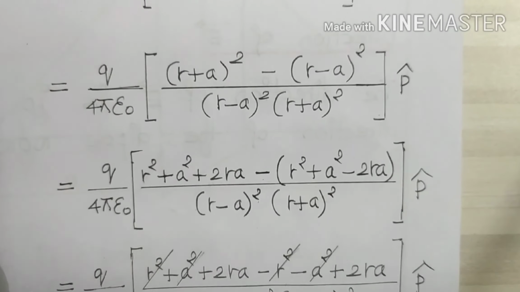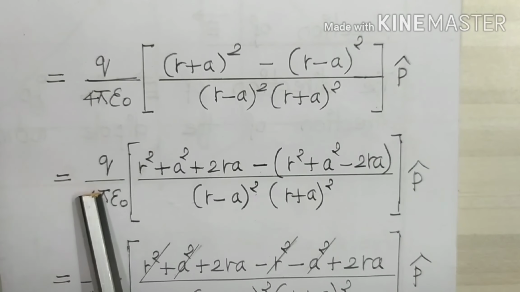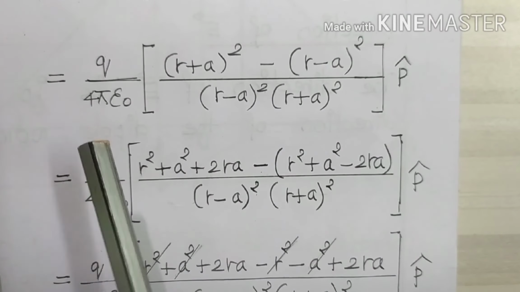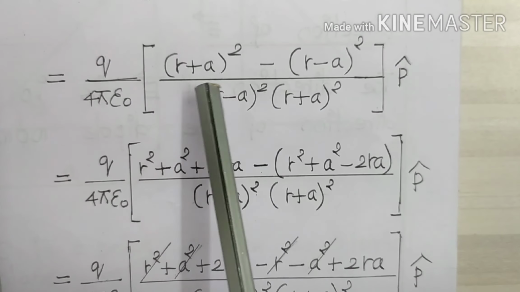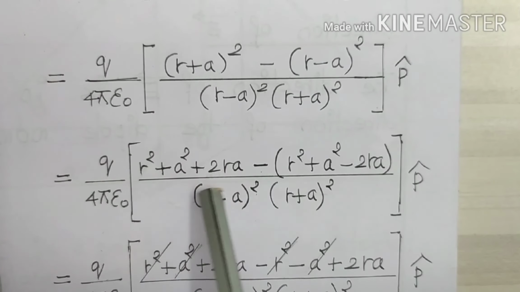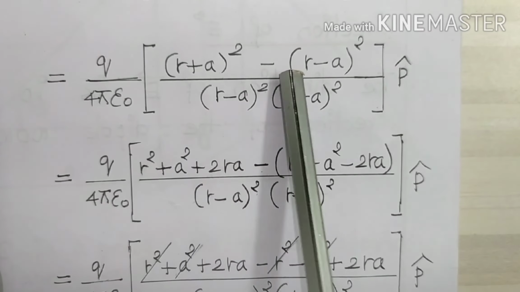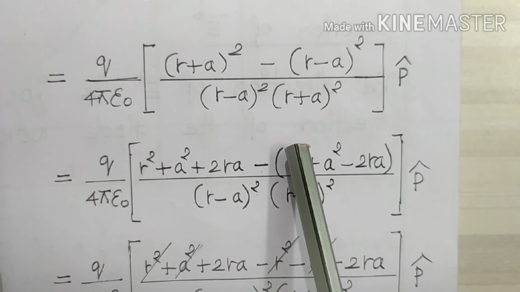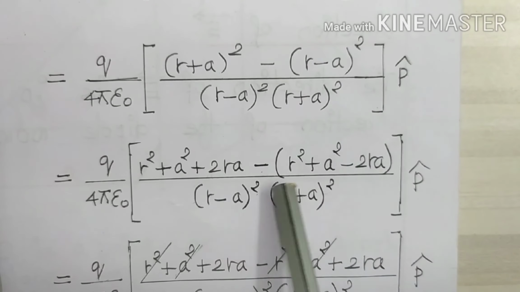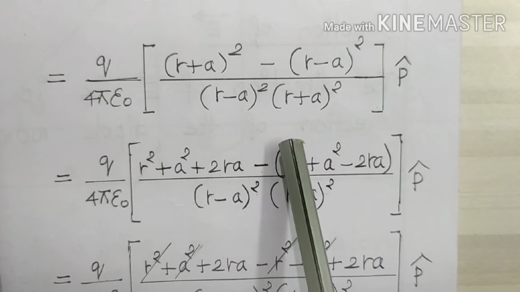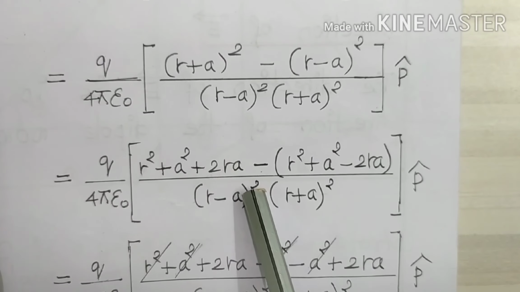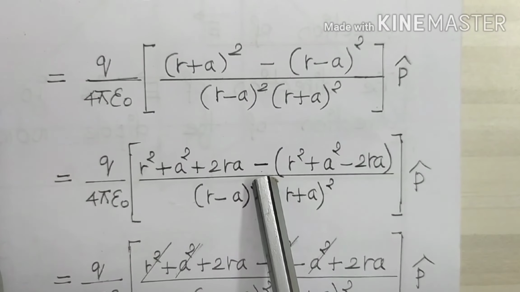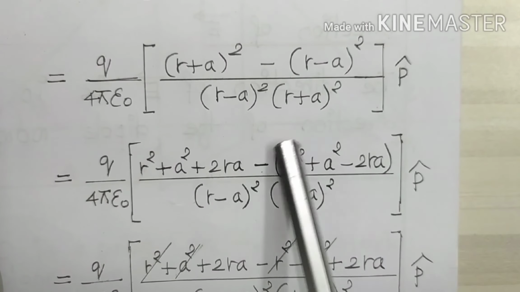In the next step, we know the formula. (R plus A) whole squared means what? The basic algebra formula, (A plus B) whole squared. So we have written it like this. And minus, again, (R minus A) squared means the (A minus B) whole squared formula. So that also we have written over here, but within the bracket. That is very important, otherwise the equations may go wrong. This minus is there. That's why the expansion is written within the bracket.